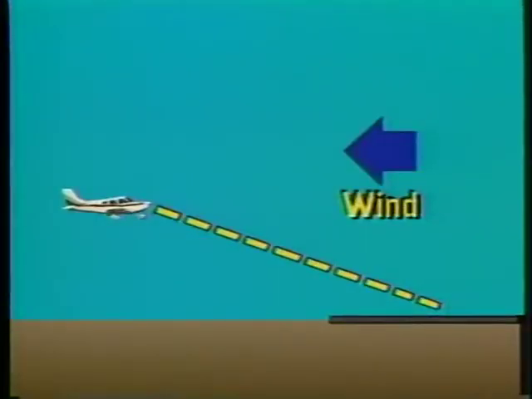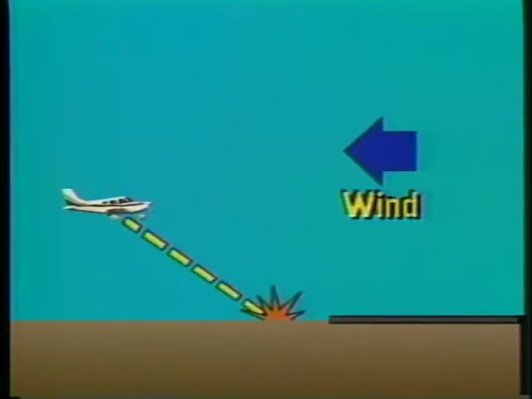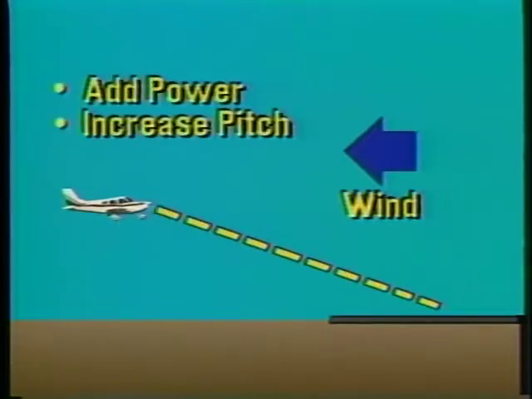Strong winds not only affect the base leg, but also have a marked effect on the final approach. When you turn into the wind on final, your ground speed is reduced. However, the rate of descent remains the same. If you make no corrections, touchdown will be short of the intended point. Therefore, use additional power and increase the pitch attitude slightly to maintain the proper glide path and approach.